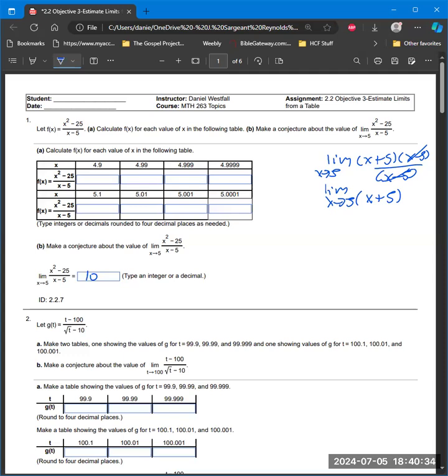But I'm just going to stick 4.9 in here. Plus 5 is going to be 9.9. This is going to be 9.99. This is going to be 9.999. 9.9999. This is going to be 10.1, 10.01, 10.001, 10.0001, and you can see that as I get closer and closer to 5 from either side, I'm getting closer and closer to a y value of 10.